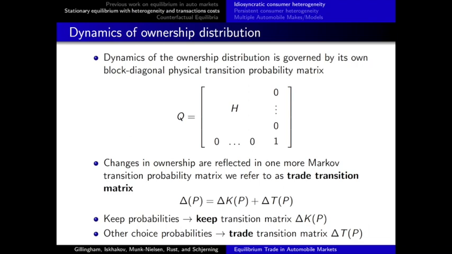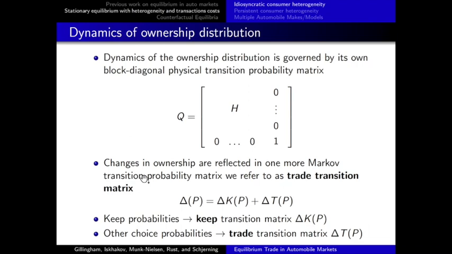So let's look at the dynamics of the ownership distribution. The dynamics of the ownership distribution is governed by this block diagonal matrix that's very similar to what we have before. We just need another element, right? So we've got the age matrix, the physical transition matrix for cars in the market, and then a last row here to deal with the people who are in the outside good. Essentially, with this Q here, putting a 1 here is saying the number of people in the outside good, not owning a car, must be stable over time. So that's why we have this additional element, and then the dimensions fit and so on. Okay, now changing in ownership, this is essentially the physical transition of the ownership distribution.